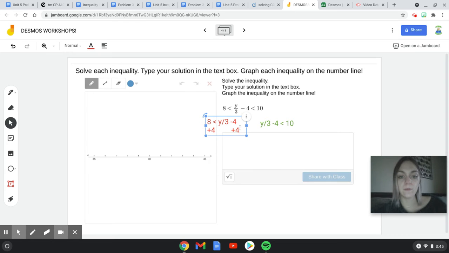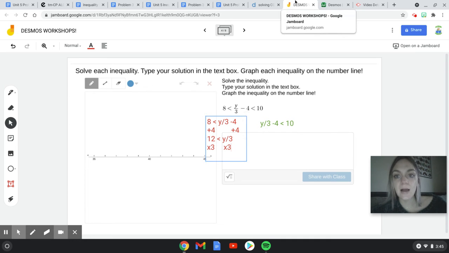So the -4 and +4 cancel out, and I'm going to get that 12 is less than y divided by 3. Now we've got to think, what is the opposite of division? This looks a little bit funky, but the only thing it's telling us to do is divide. So the opposite of division, of course, is multiplication. So I'm going to multiply both sides by 3 because my goal is to get y by itself. My goal is always to get the variable by itself.